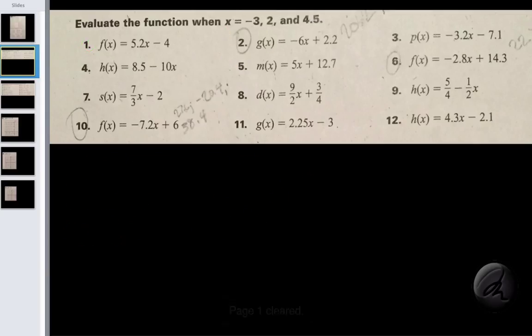Let me erase the board, and let's do one that's probably a little more complicated. Let's work one out that has fractions. Now we're working with the function d of x is 9 over 2 x plus 3 over 4.